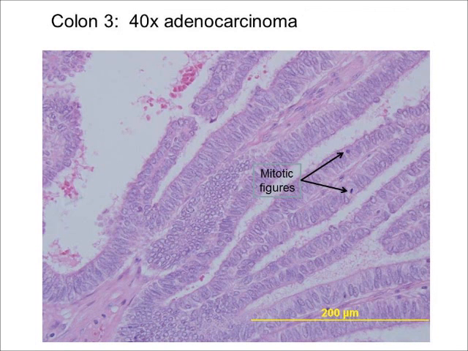This is a high-power view of the adenocarcinoma cells. Note that they are still forming gland-like structures. It is one cell layer thick based upon the location of the nuclei. It lacks goblet cells, and there are several mitotic figures indicating rapid growth.